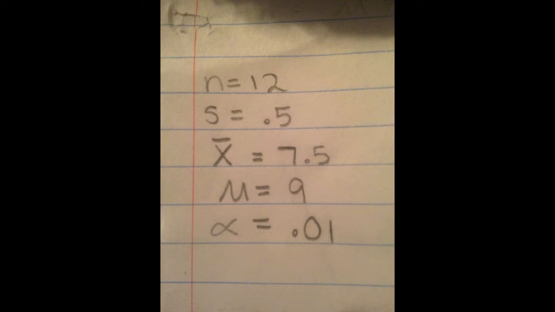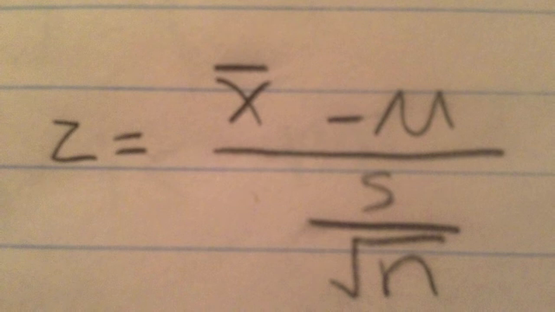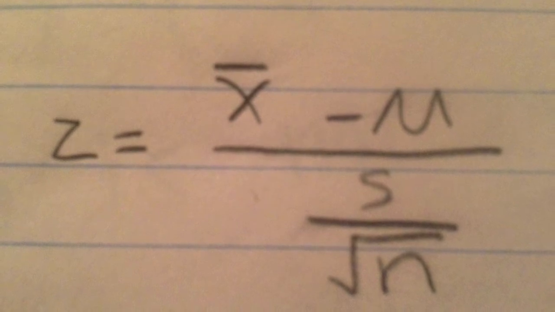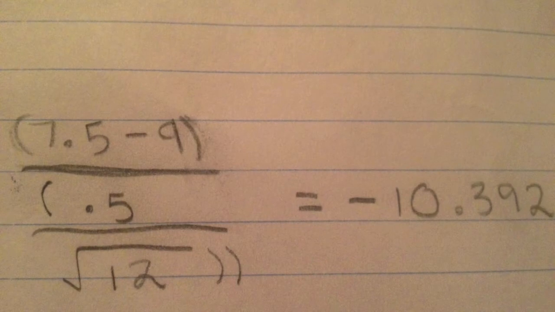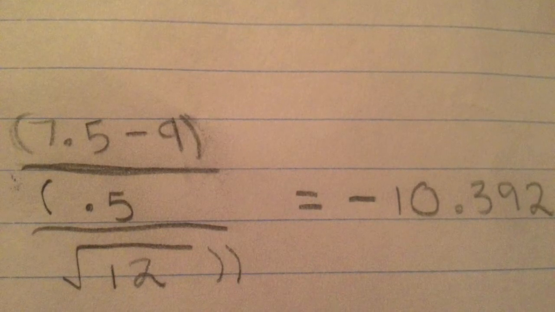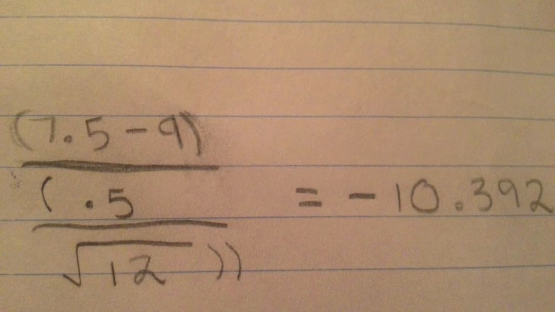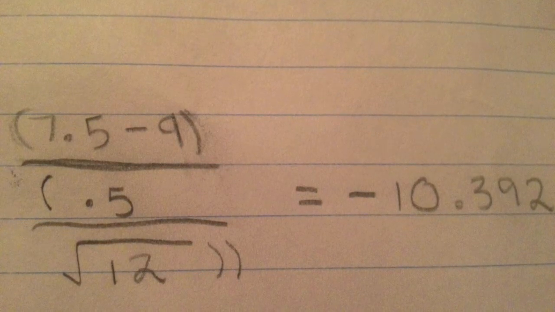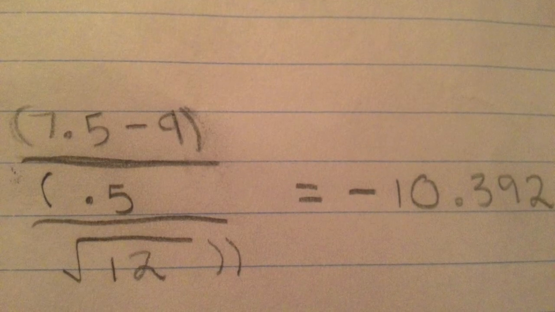Our next step is to solve for z by doing x bar minus mu over s over the square root of n. Once we plug these numbers in, you'll have 7.5 minus 9 over 0.5 over the square root of 12, and when you plug this into your calculator, your answer will be negative 10.392.